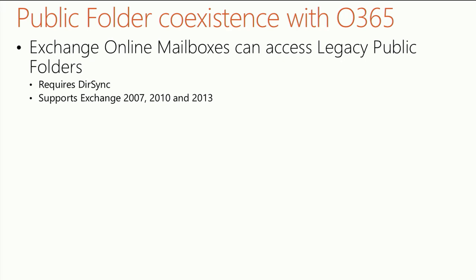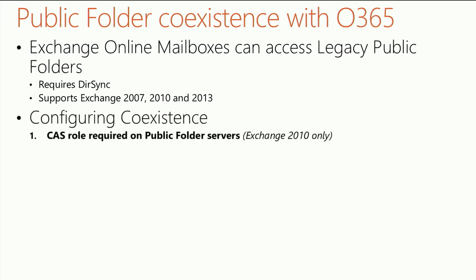Okay. So Exchange Online. Basically, the coexistence is very, very easy to configure if your environment works. The only thing you need is DirSync, but that's required, of course. Otherwise, Exchange Online doesn't know about the identities you're using. And it supports Exchange 2007, 2010, and 2013. So how do you configure that?